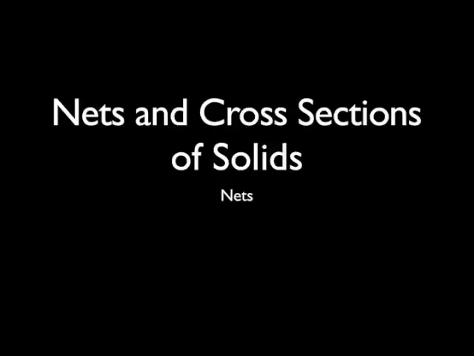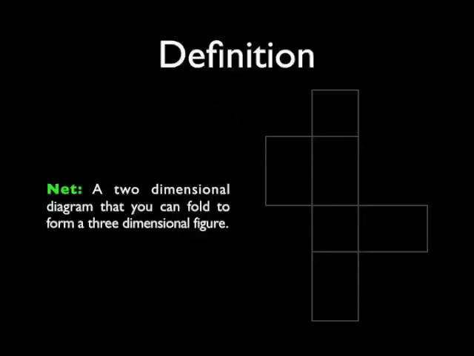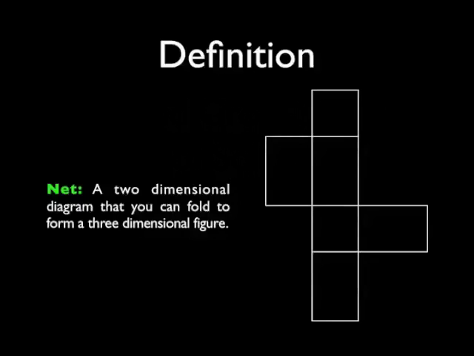The last concept that we're going to talk about in this lesson is nets. What is a net, you ask? It's a two-dimensional diagram that you can fold to form a three-dimensional figure. For example, this diagram is a net. It's comprised of rectangles and squares. Can you imagine cutting it out and folding along the lines?